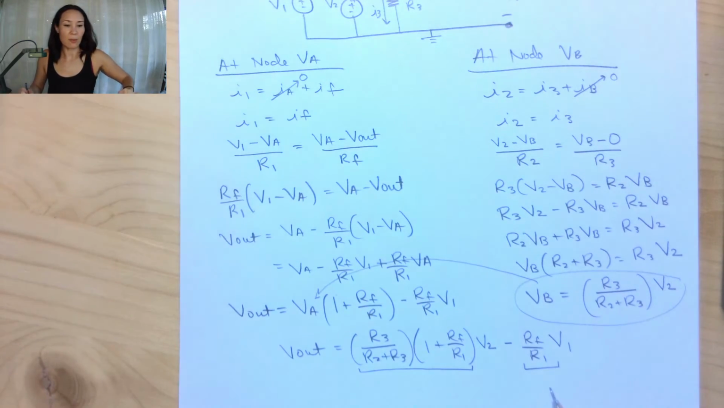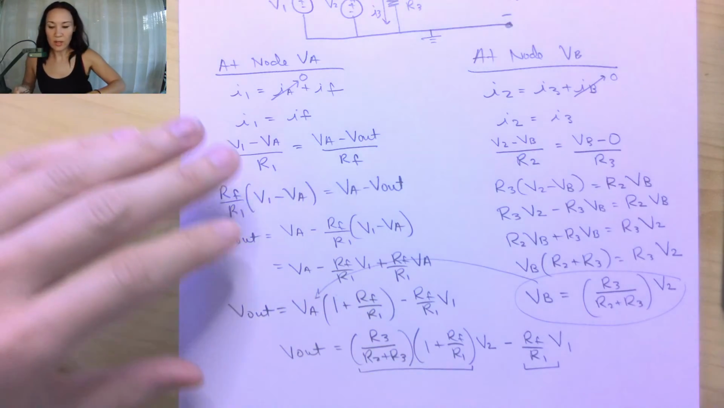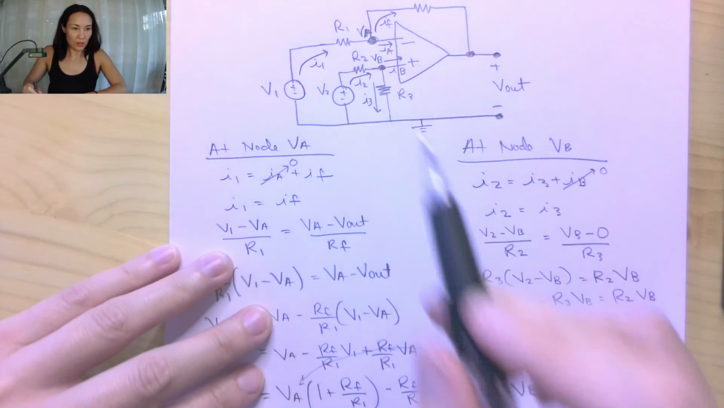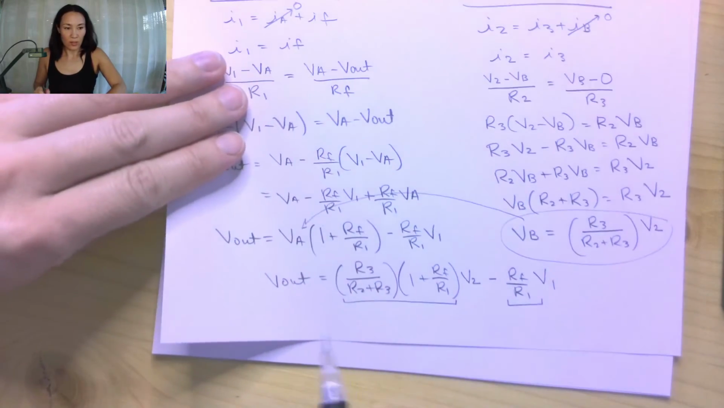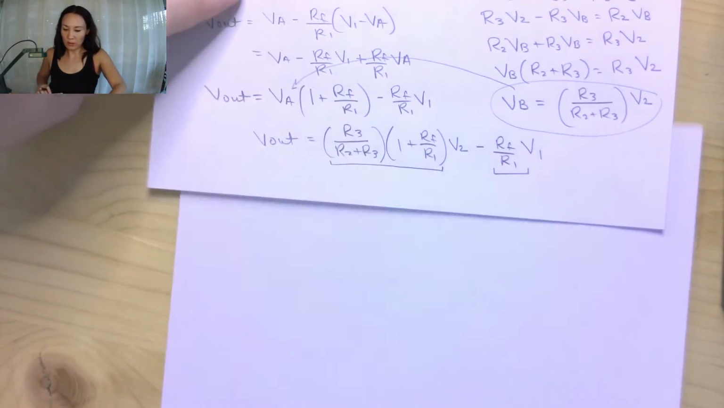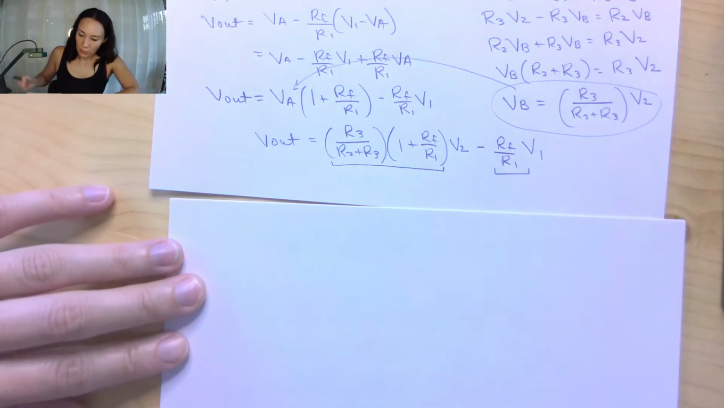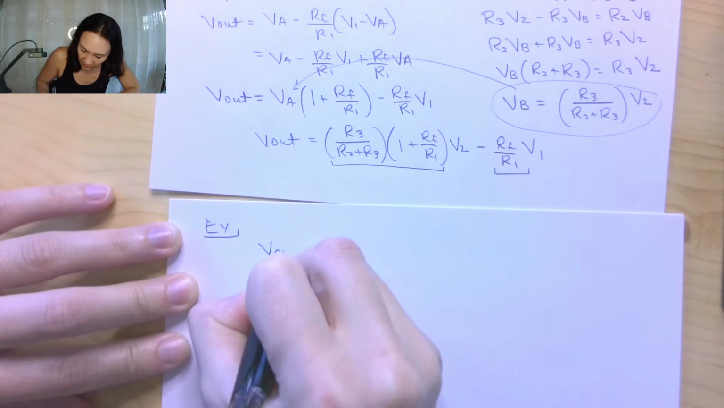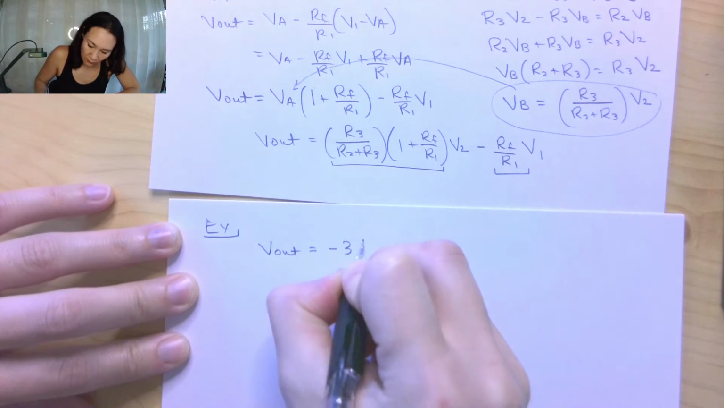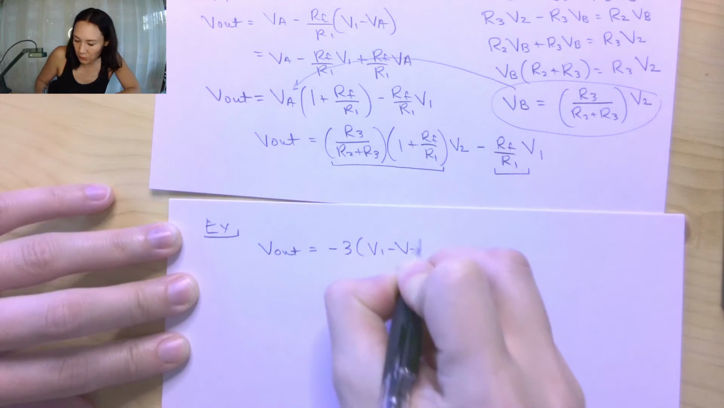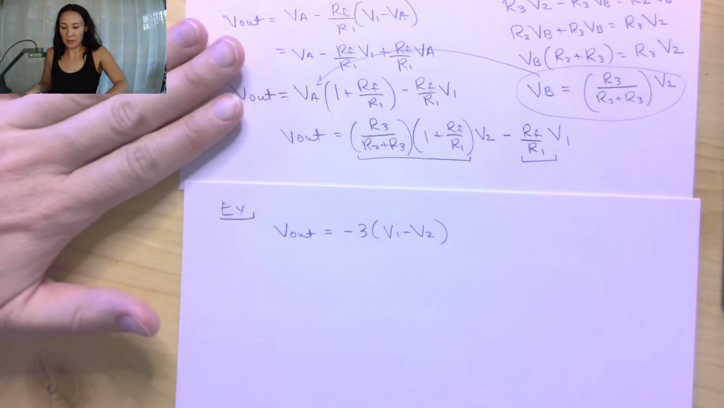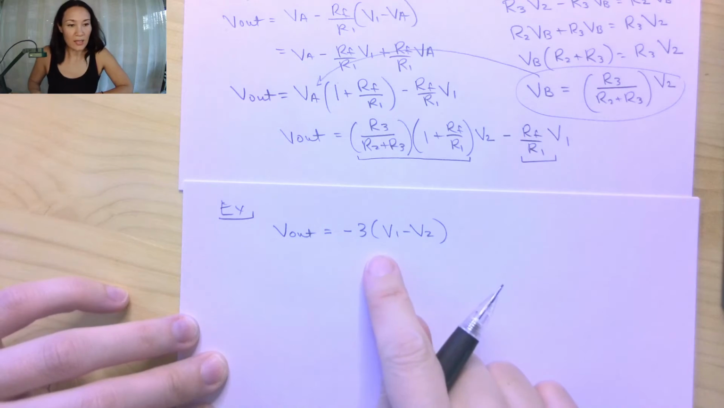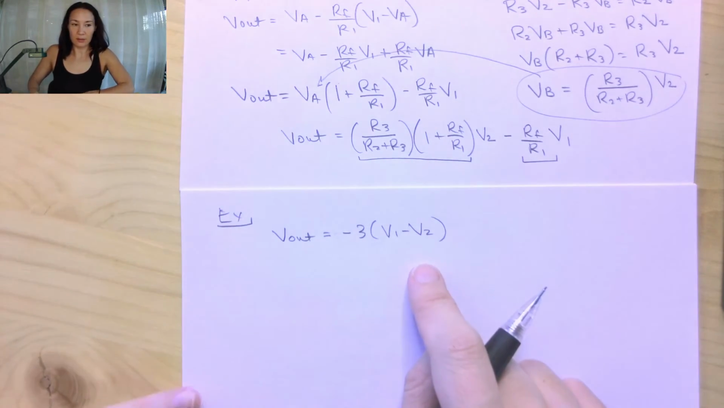So let me show you an example of what I mean by that. Suppose we are asked to design a difference amplifier. We know that an orientation like this will work, and we have already derived this equation. So maybe we're asked to design a difference amplifier such that Vout is equal to -3 times V1 minus V2. So we need to pick the resistance values that will ensure that we get the correct weighting of V1 and V2 before they are subtracted.